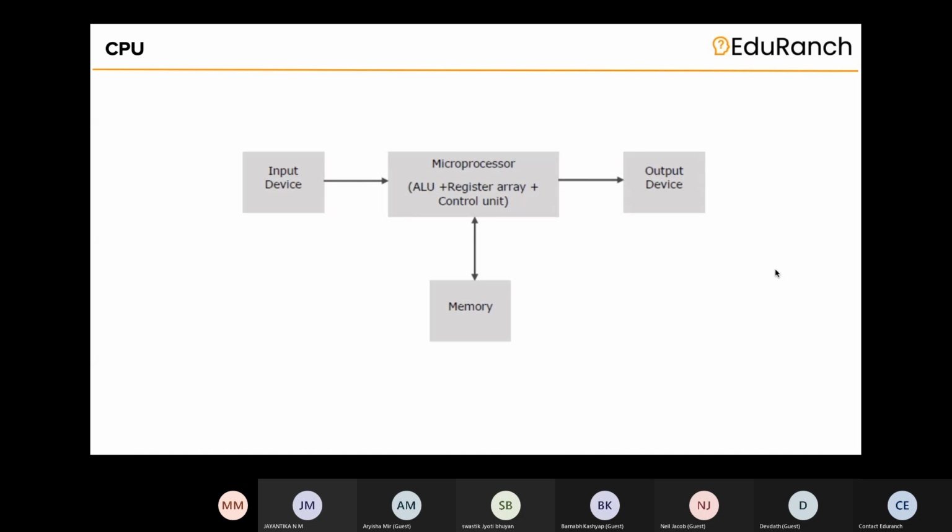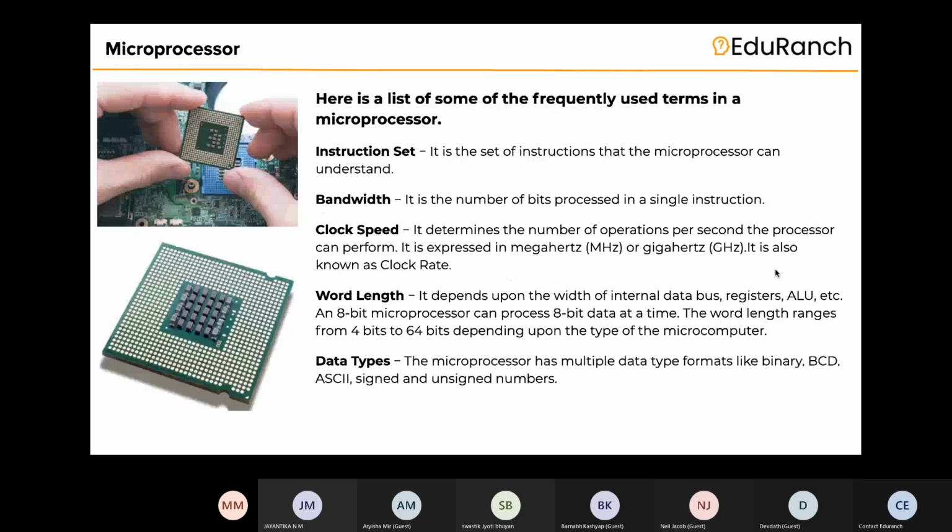And if you want to control the input and output devices, it is all controlled by the control unit. And the memory is used to hold all the instructions and store the data back. The memory could be in various forms. We'll see very soon what types of memories we have. We will see a little bit more into microprocessors here.